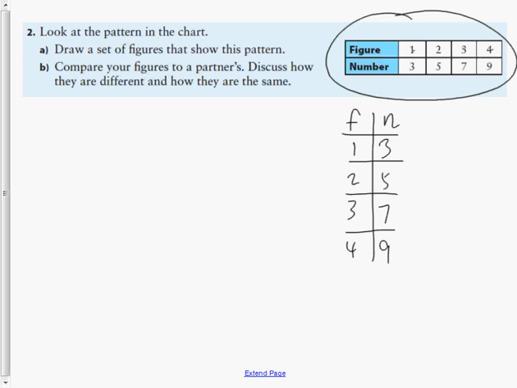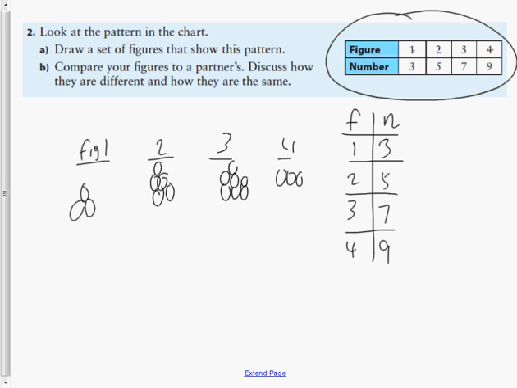It says draw a set of figures to show this pattern. So figure 1, I'll just use circles because it's easier. Figure 1, I have 3 circles. Figure 2, I have 5 circles. Figure 3, I have 7 circles. And figure 4, I have 9 circles. Okay, it's a bad pattern, but whatever, live with it.